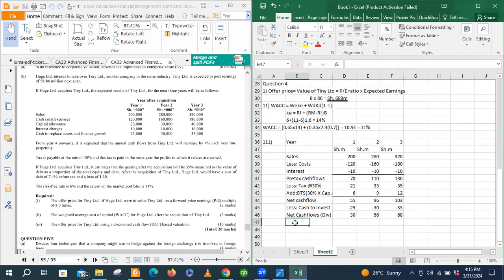So here now I can put my PVIF. Was it 11% the cost of capital? 10.91, we rounded it off to 11%. So 11%, 1 year: 0.9009. Year 2: 0.8116. Year 3: 0.7312.